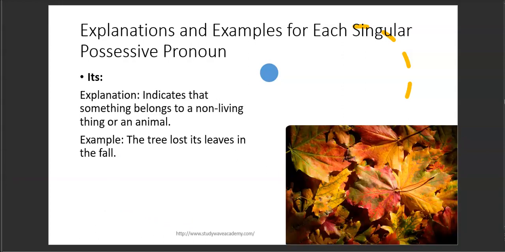Then we have its. This indicates that something belongs to something unliving or to an animal. So it can also be used for animals. For example, the dog is eating, it loves this. So it can be used for something unliving or even an animal. The tree lost its leaves in fall. No other tree lost its leaves, but this specific tree we're talking about.